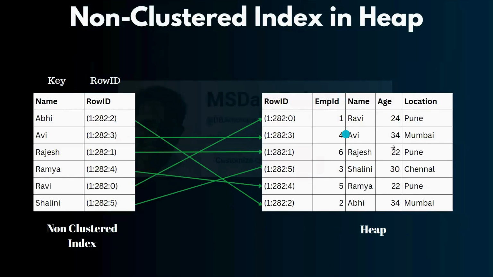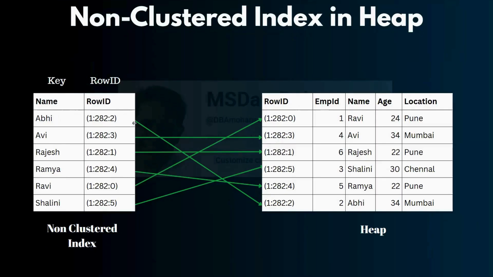So you can say the data is very random, and every row will have a row ID associated with it. When you create a non-clustered index on a heap, for example, here again, if we are creating a non-clustered index on the name column, then this will have the row ID associated with the clustered key. So whenever we are searching the data where name is Abhi, it will check the row ID, and this row ID will have the information about where the data is present.